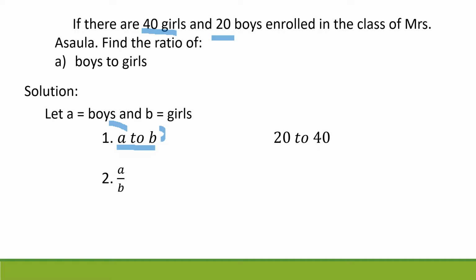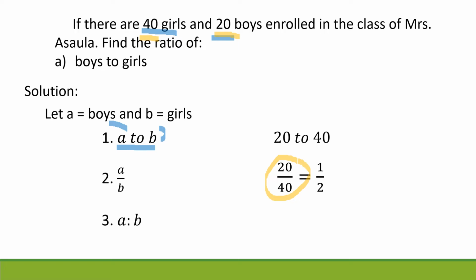Next, we can write it as A to B or A over B. So, ang A natin ay boys, 20. Ang girls naman natin ay 40. Then that is 20 over 40. But we need to simplify this one. Hanapin lamang ang GCF. And that is equal to 1/2.